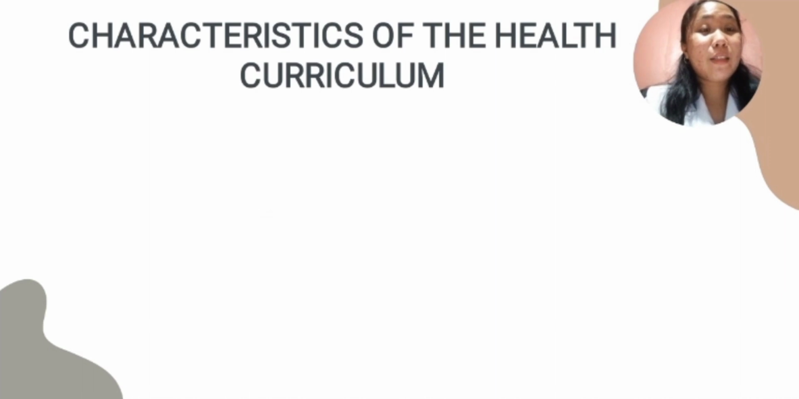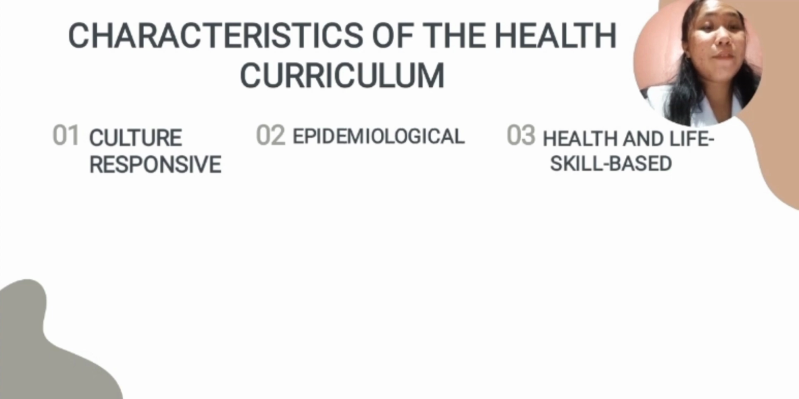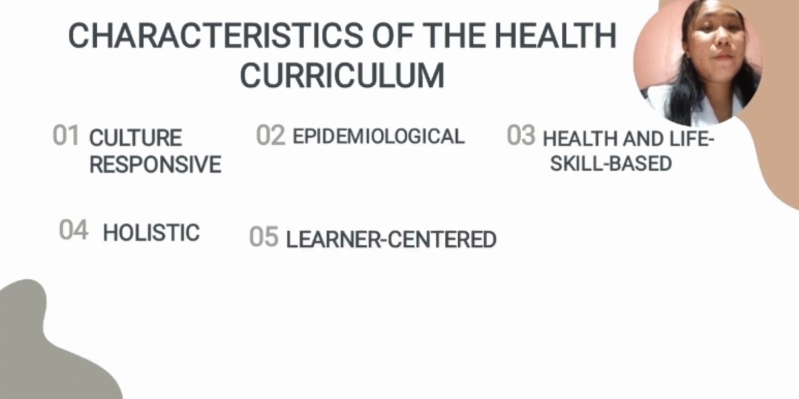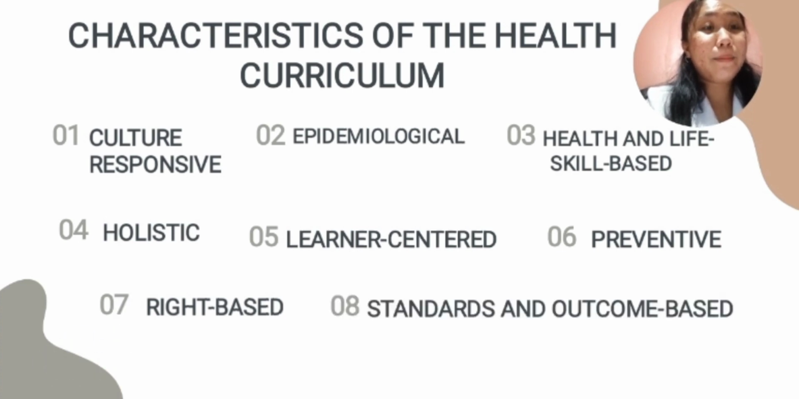So there are 9 characteristics of the health curriculum. First is the culture responsive. Second is the epidemiological. Third is the health and life skill based. Fourth is the holistic. Fifth is the learner centered. Sixth is the preventive. Seventh is the rights based. Eighth is the standards and outcome based. And ninth is the value based.